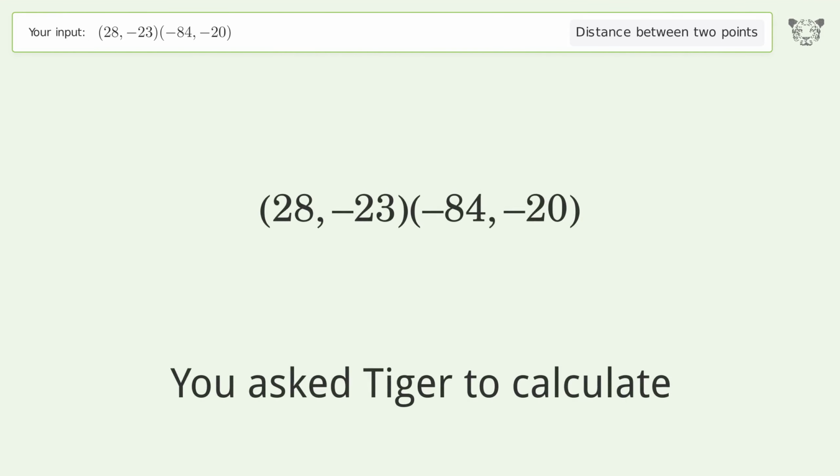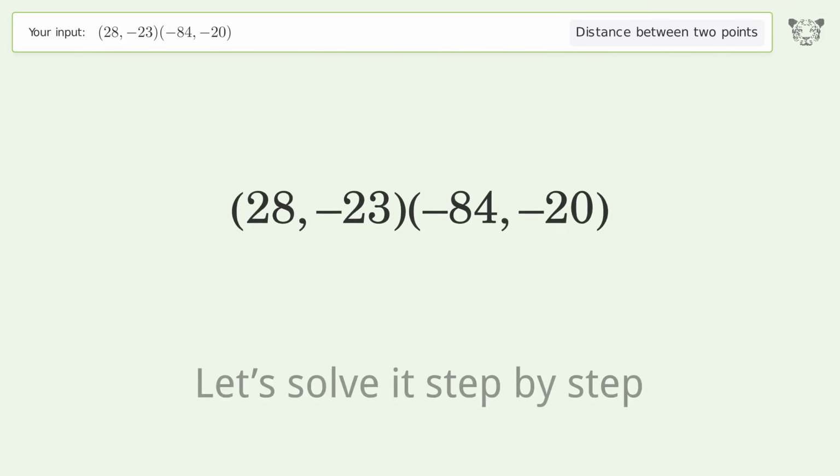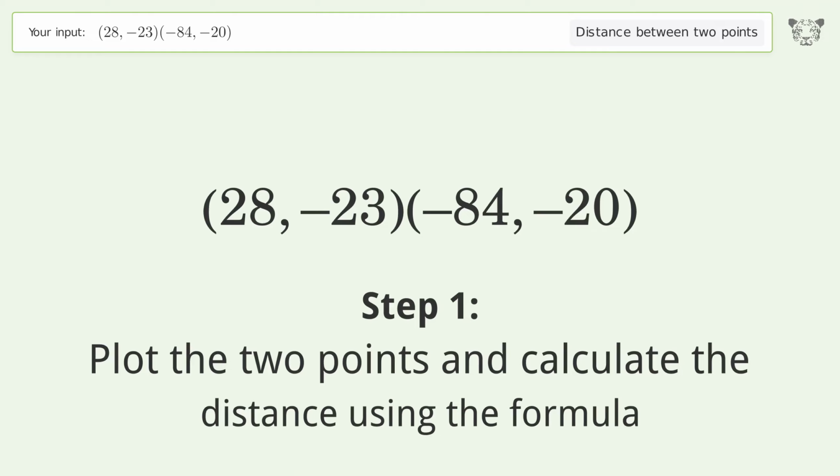You ask Tiger to calculate. This deals with the distance between 2 points. The distance between the 2 points is the square root of 12,553 or 112.04. Let's solve it step by step. Plot the 2 points and calculate the distance using the formula.